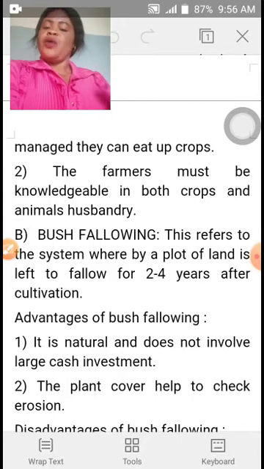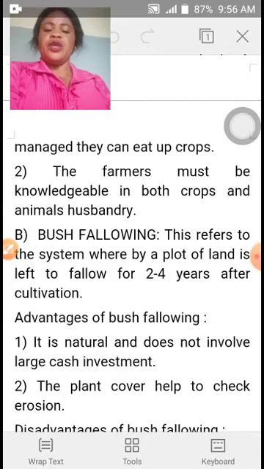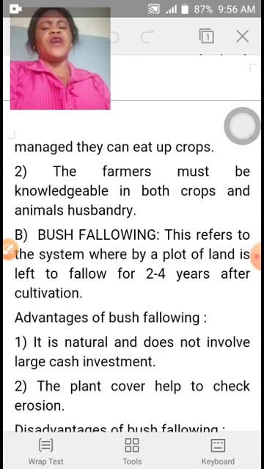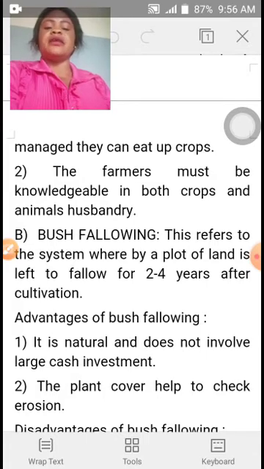Yes, we have done with bush fallowing. Now let's look at advantages of bush fallowing. Number one is, it is natural and does not involve large cash investment. What do you understand by that? That means it is natural, leaving your farmland for that period.